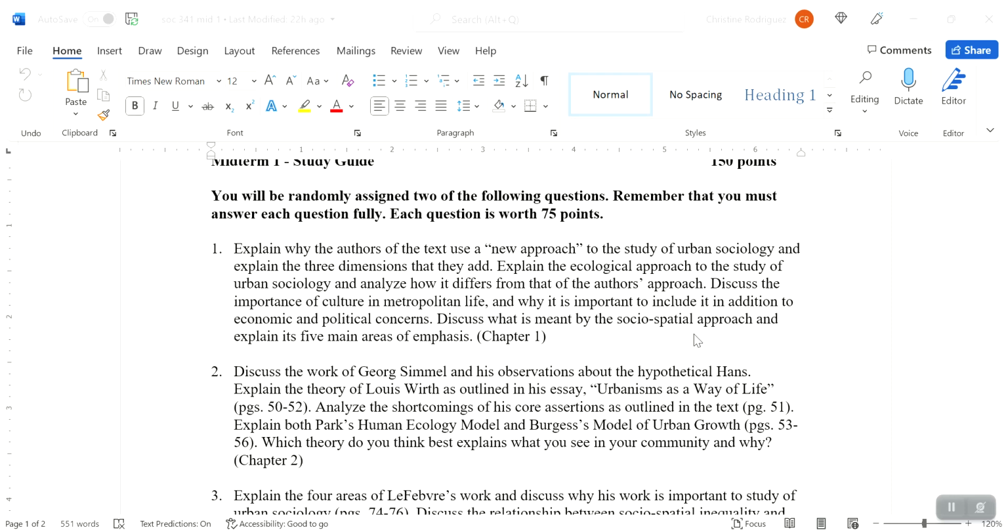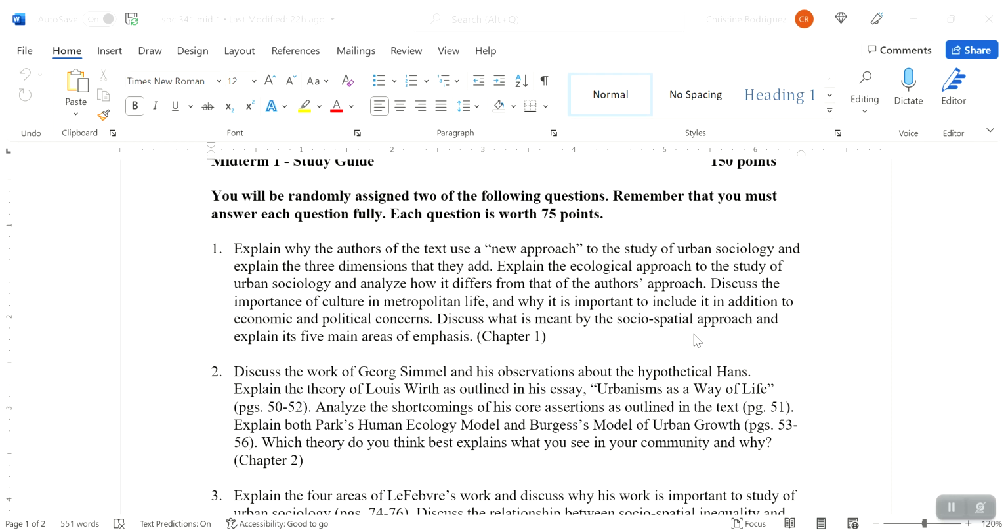Question number 1 is from chapter 1. In this question, I ask you to explain why the authors of the text use, quote, a new approach to the study of urban sociology, and to explain the three dimensions that they add. I also ask you to explain the ecological approach to the study of urban sociology and analyze how it differs from that of the author's approach.